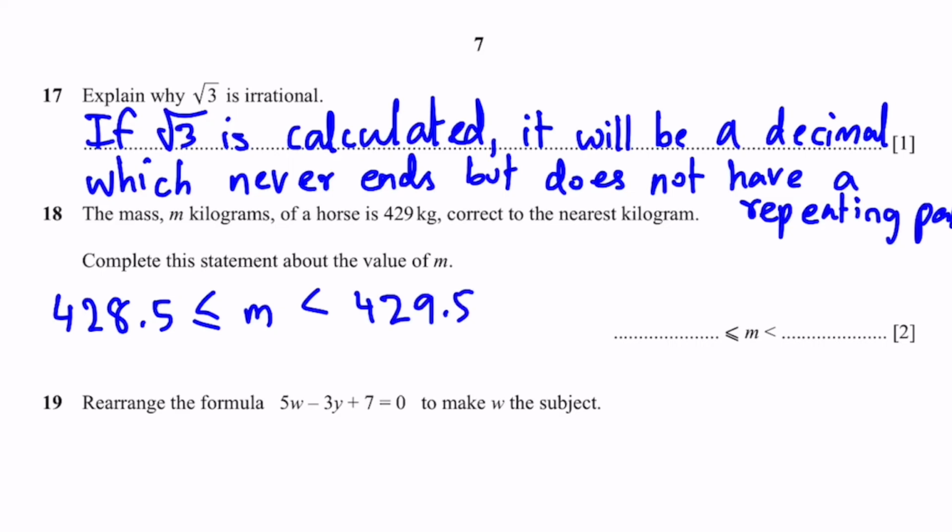429.5. Why is it not less than or equal to? Because it cannot be 429.5. If it is, then it will round up to 430. And therefore the two values here are 428.5 and 429.5.